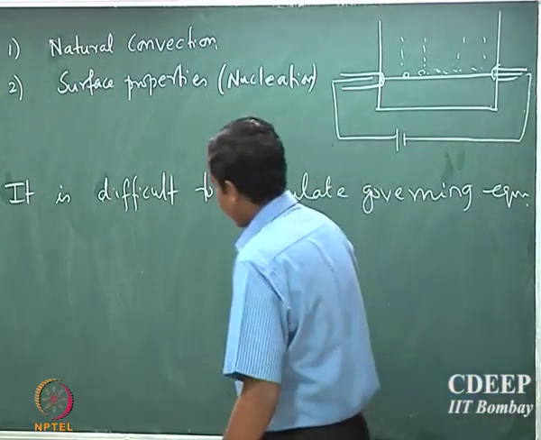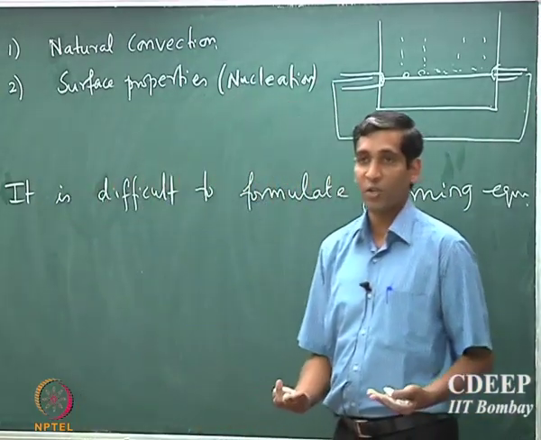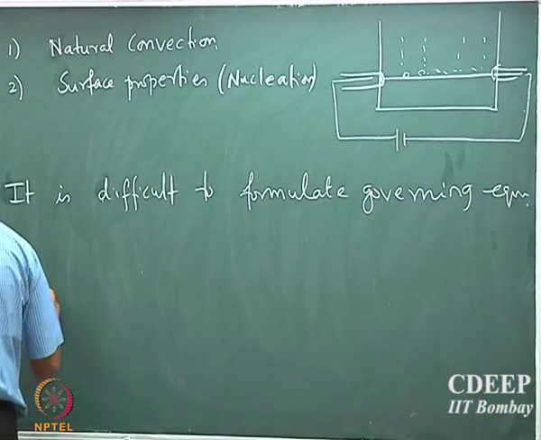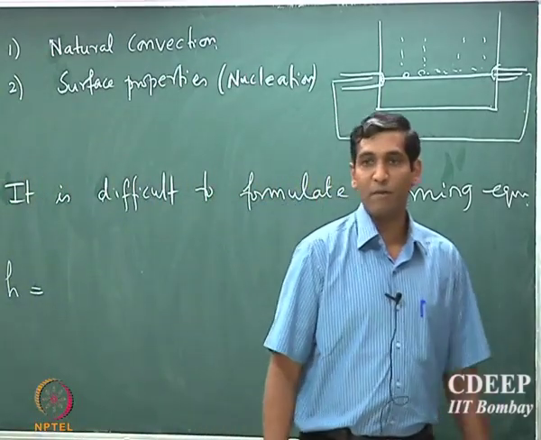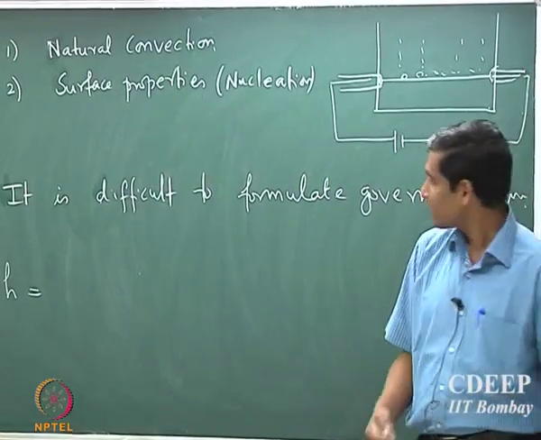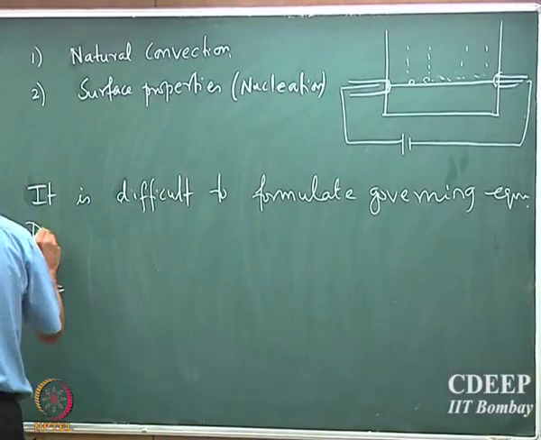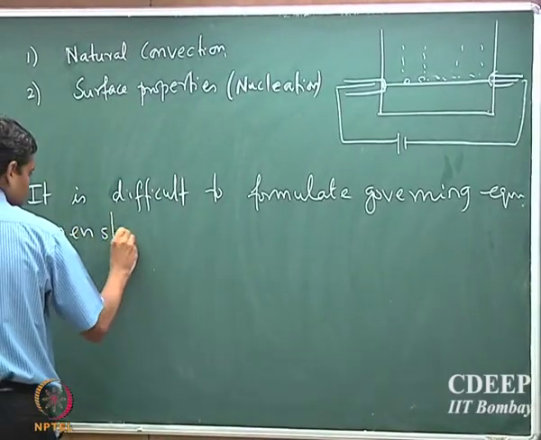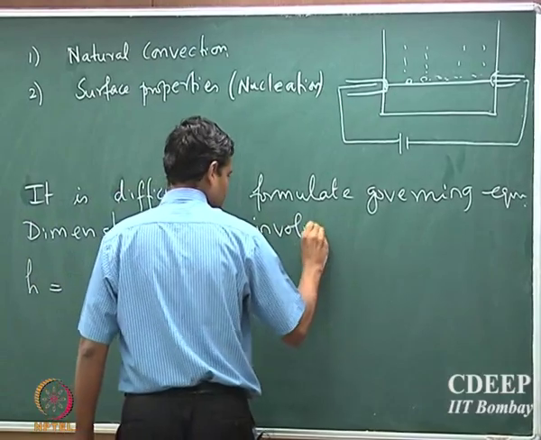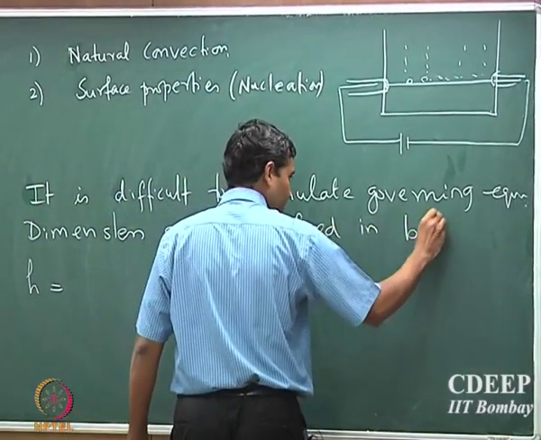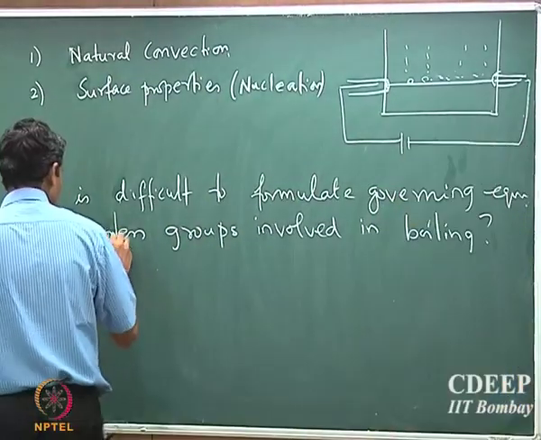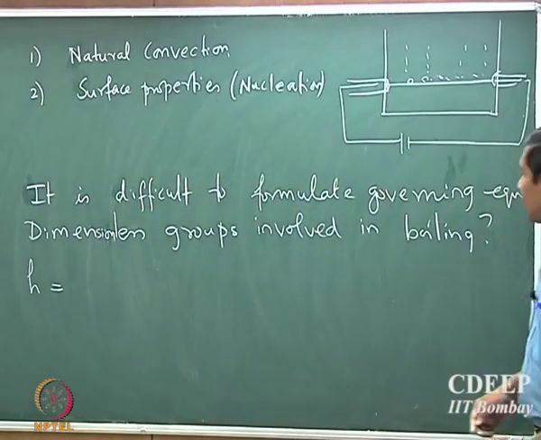But still we can get some intuitive ideas as to what is going to happen. The way to look at it is, suppose we want to find what are all the dimensionless quantities which are involved here. What are all the dimensionless groups involved in the boiling process?